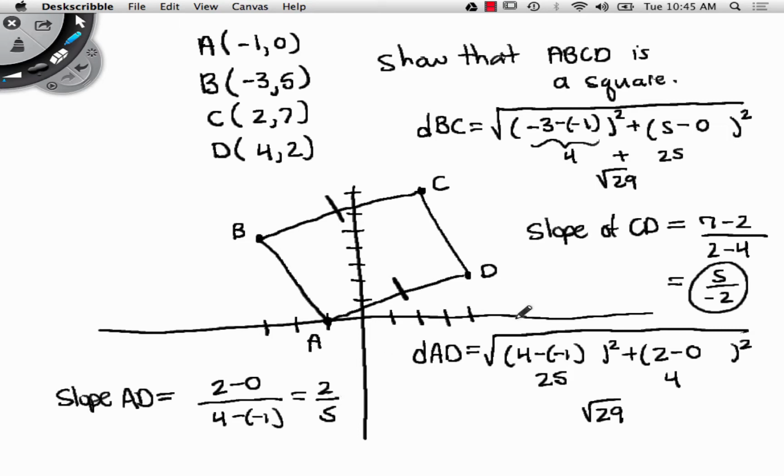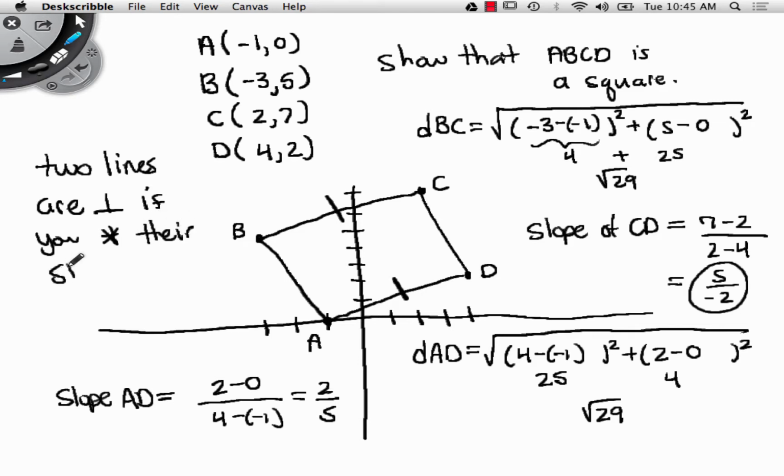So when you multiply them, what do you get? If you take negative 5 halves times 2 fifths, negative 1. And you know that two lines are perpendicular if you multiply their slopes and get negative 1. That's how you can know that they're perpendicular. Or, what's another way of saying that, by the way? The slopes are opposite reciprocals. That's how you can know. So now I know that this is 90 degrees.